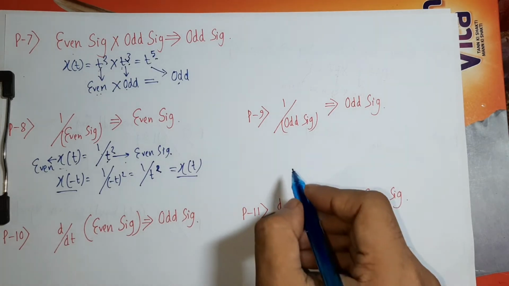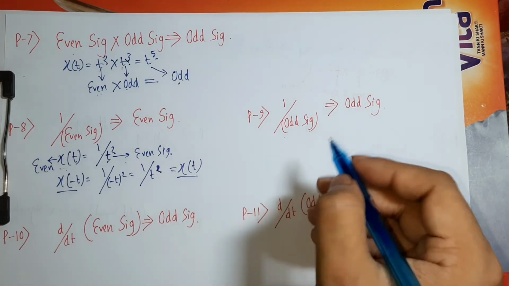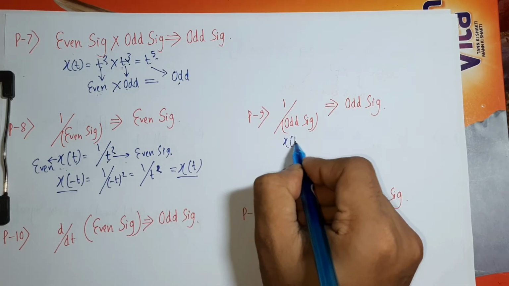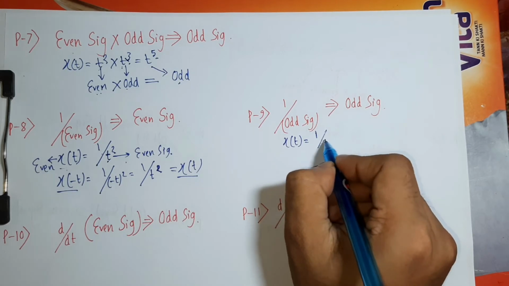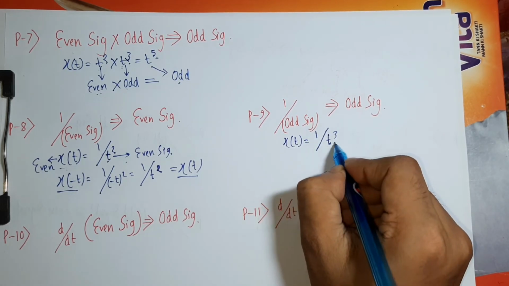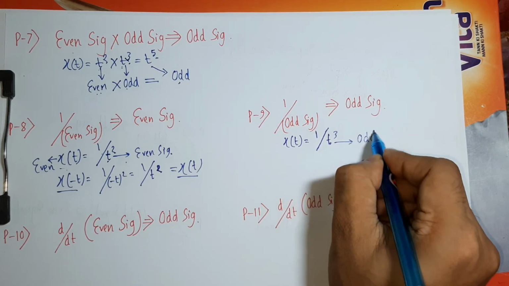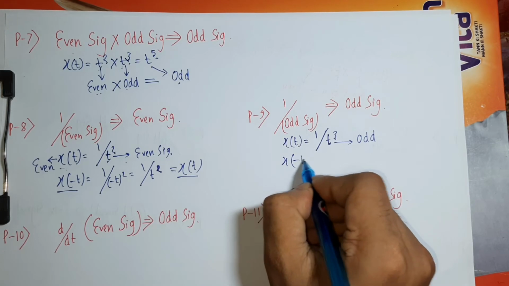Now let us come to the ninth property that says that 1 divided by odd signal is an odd signal. Let me take an example of this case, though these things are pretty obvious. I guess you can understand. xt is equal to 1 divided by t cube. You see that t cube is an odd signal because the power of t is 3, which is an odd number.